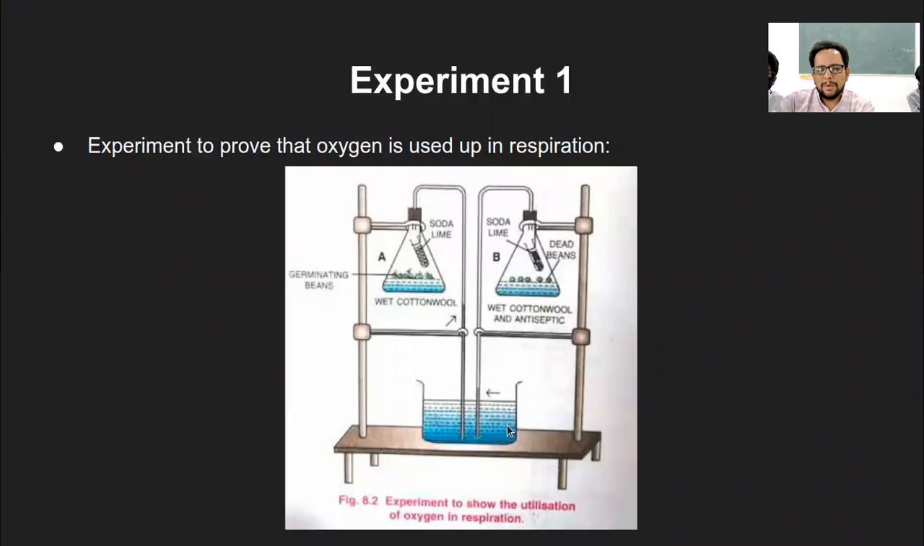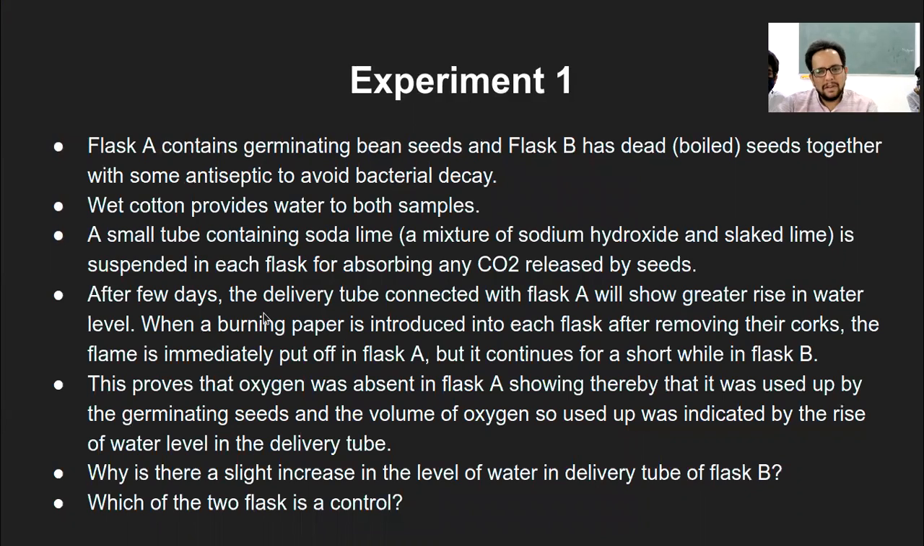So you have this experimental setup where you have a beaker which contains a liquid, and then there are two conical flasks. We'll see the whole procedure in the experiment, and then we'll also come to the conclusion. So there is flask A which contains germinating seeds, and flask B which also has seeds, but these are boiled seeds. That means they have been killed. Boiling kills the seed. Boiled seeds will never germinate. So that's what flask B is.